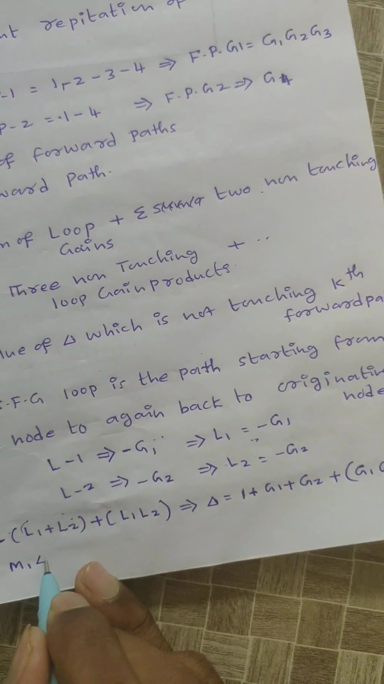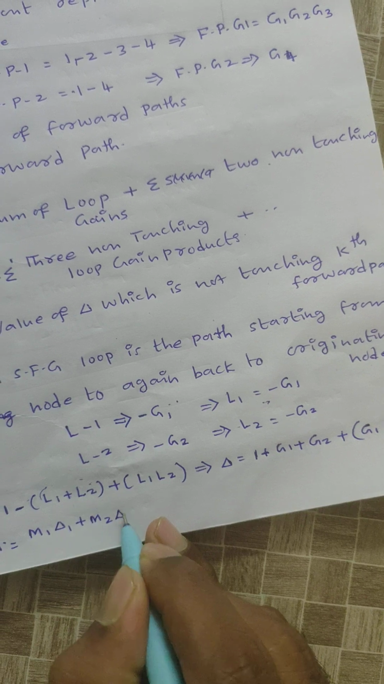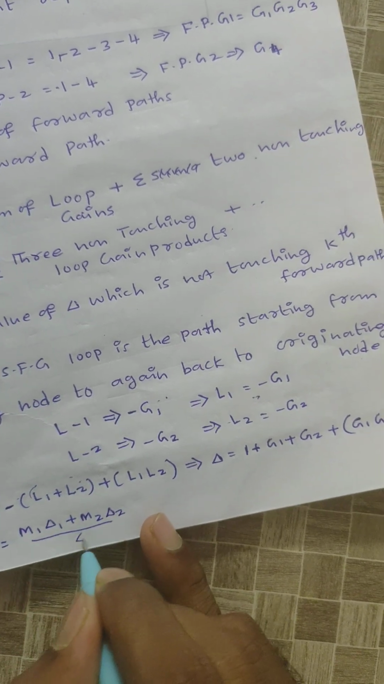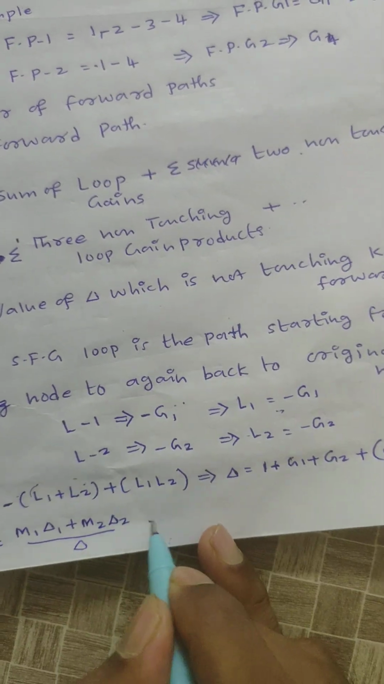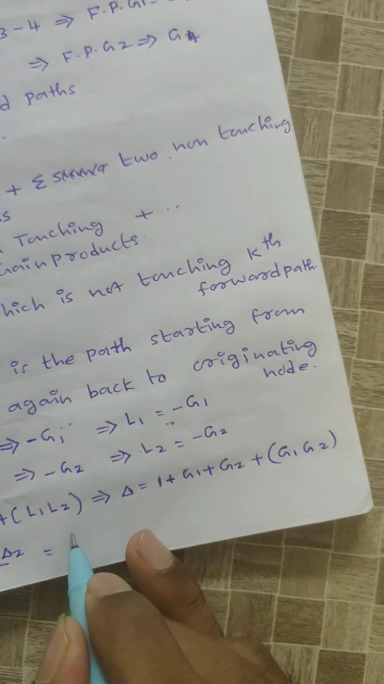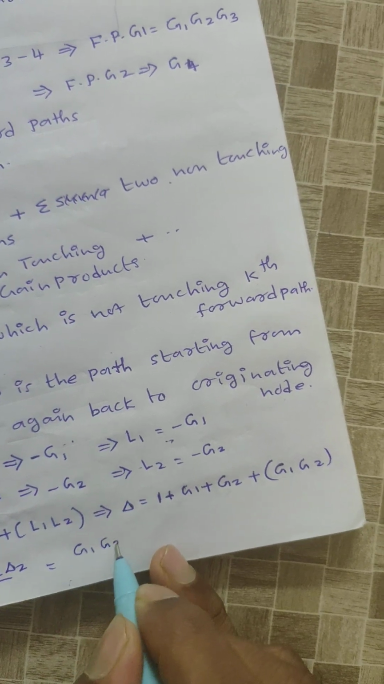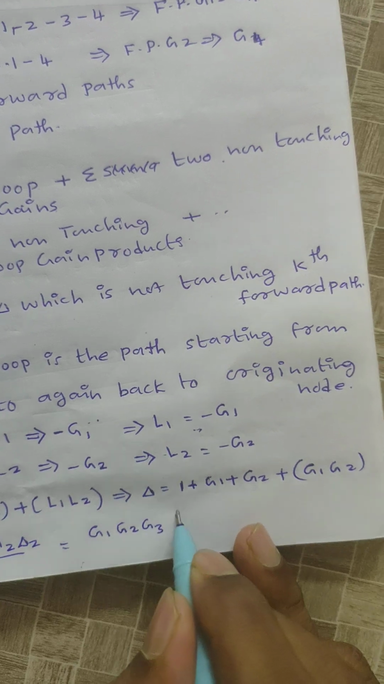That means M1 delta 1 plus M2 delta 2 by delta. Already the delta value is calculated, right? M1 is nothing but the first forward path gain, G1, G2, G3.